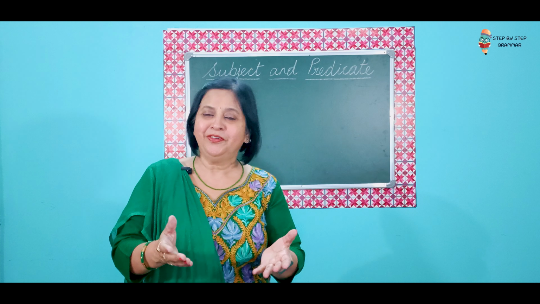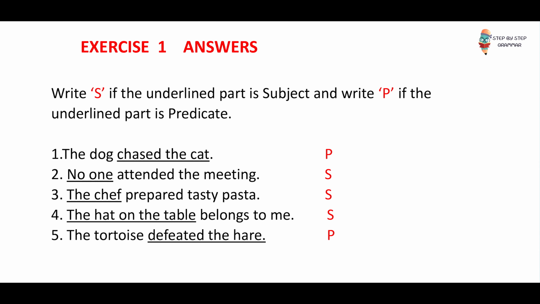So this was really very simple. For the underlined part, you just had to say whether it is the subject part or the predicate part. Chase the cat, the predicate part. Because if you ask who chased the cat, the dog becomes the subject. No one attended the meeting. Again, ask the question, who attended the meeting? No one. So you get the subject as no one.